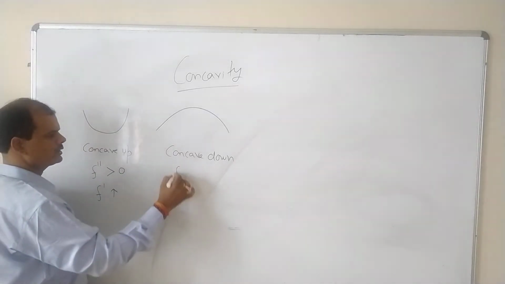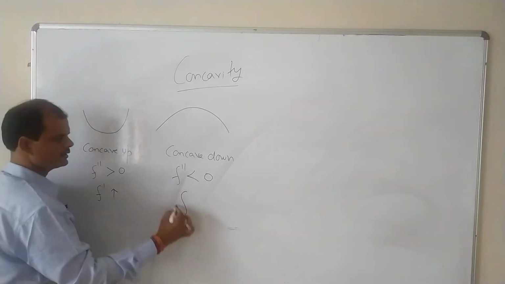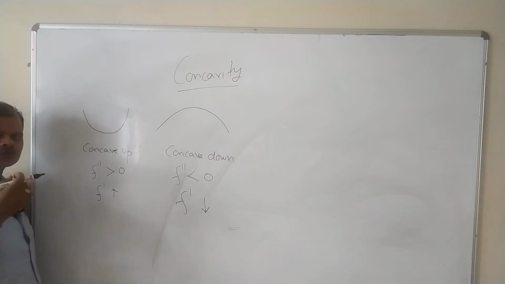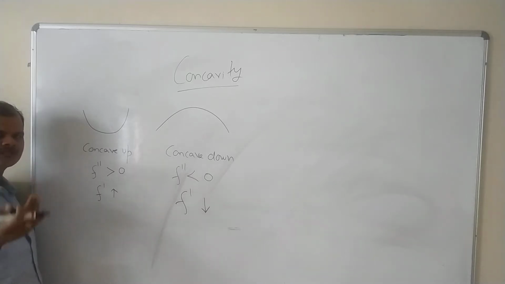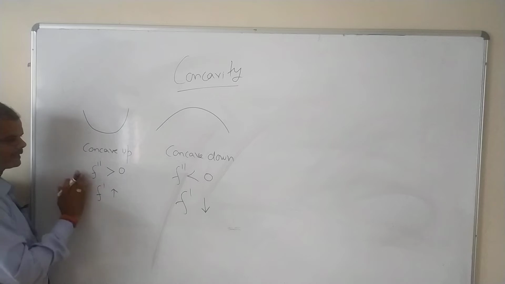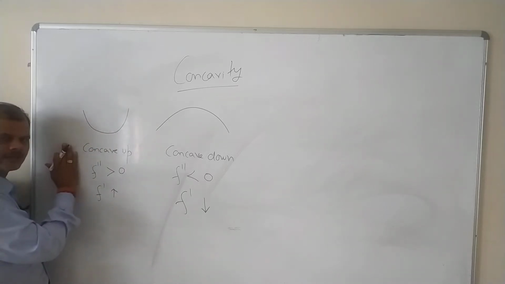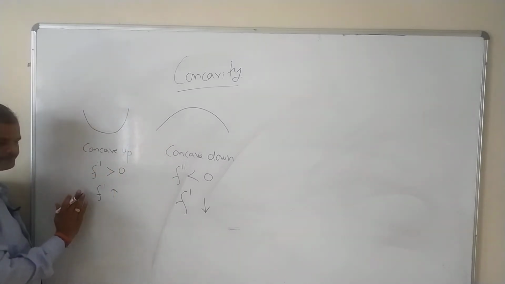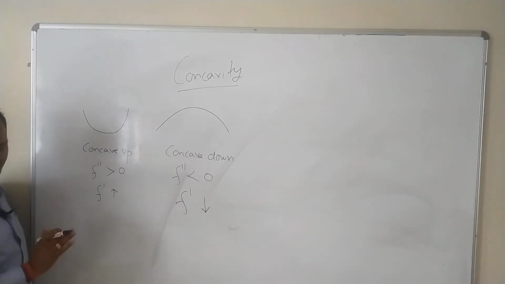Concave down, your double derivative is less than 0. Fine. It means your f dash is a decreasing function. It means the slope at each point is decreasing. Decreasing function means if you move to the next point, your slope is decreasing. So if the double derivative is positive in that particular subinterval, that is concave up, and if the double derivative is negative, concave down. Fine. So f dash is an increasing function, or f dash is a decreasing function.